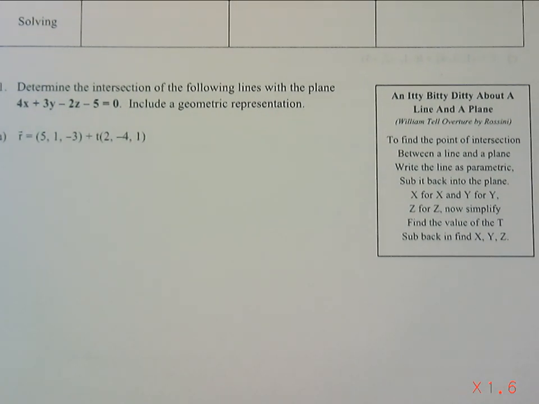It says, to find the point of intersection between a line and a plane, we write the line as parametric, and then we sub it back into the plane. X for x, y for y, z for z, simplify, find the value of t, and then sub back in, find x, y, and the only way to make it rhyme was to say z. Okay, so we're going to try that.